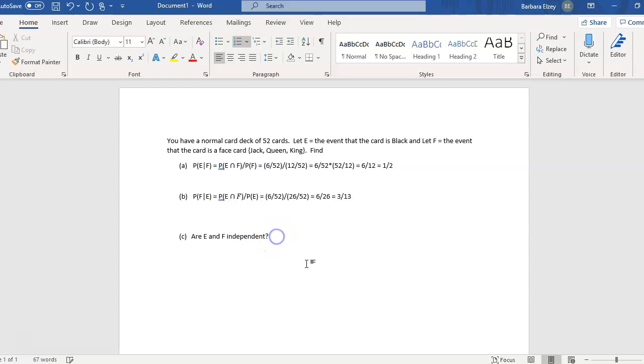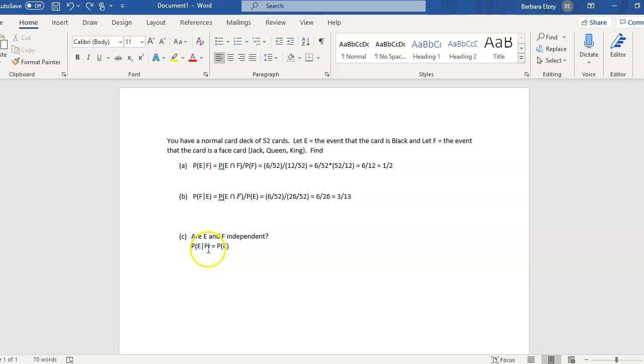All right, and if they're independent, they don't have an influence on one another. There are two ways to check for independence. One of them is to use the conditional probability. So that would be to show that this equation is equal to, or this side is equal to this.